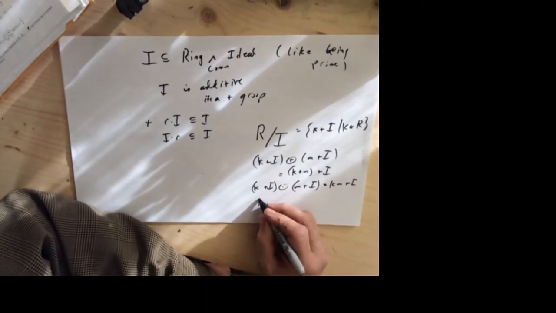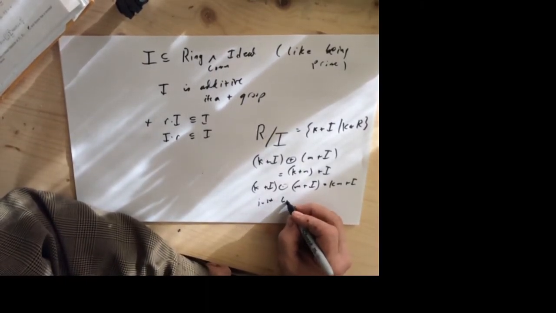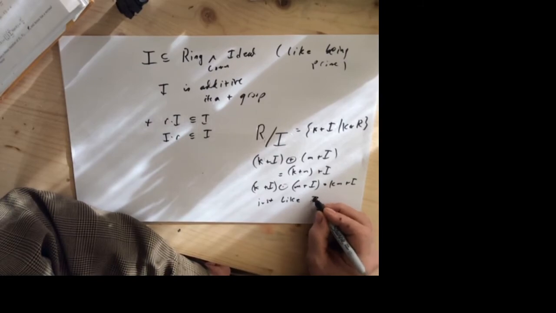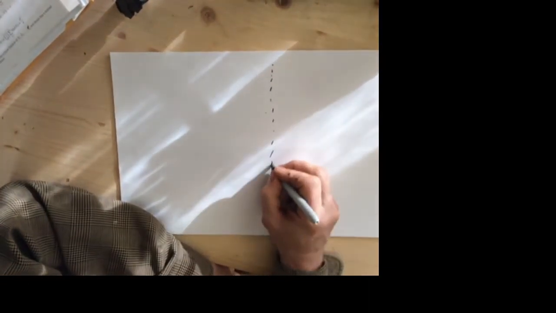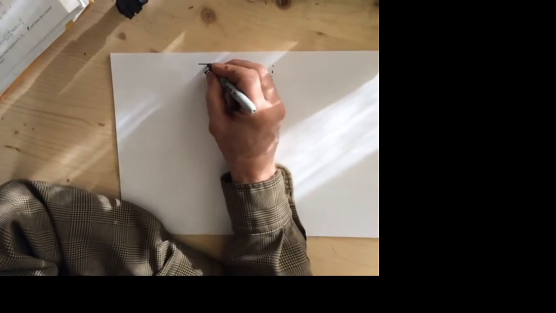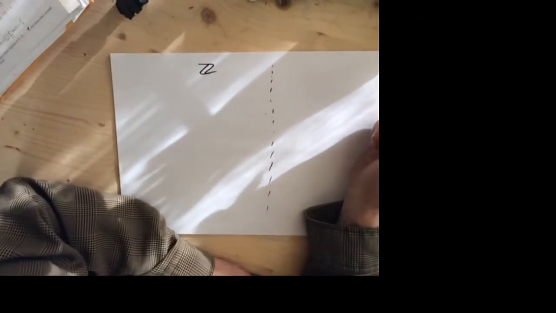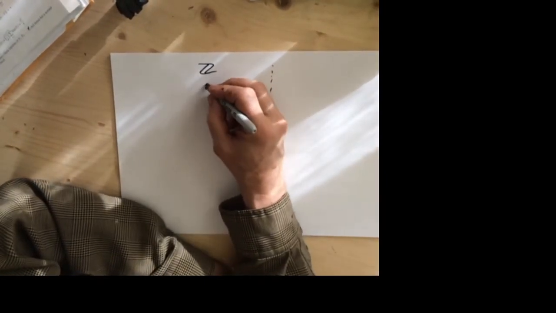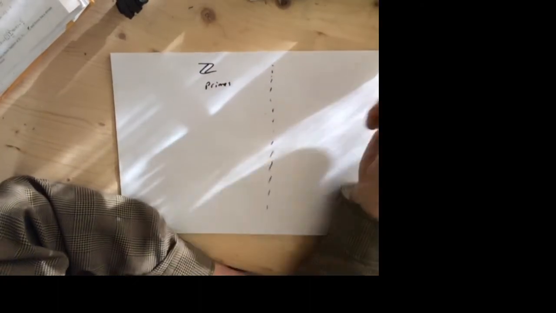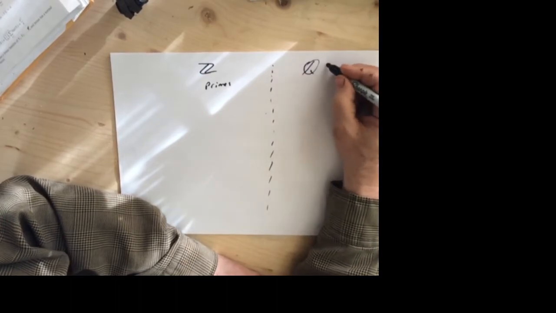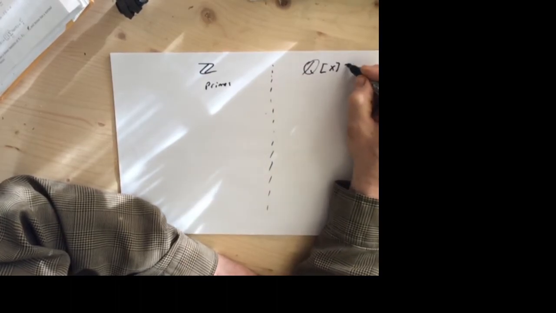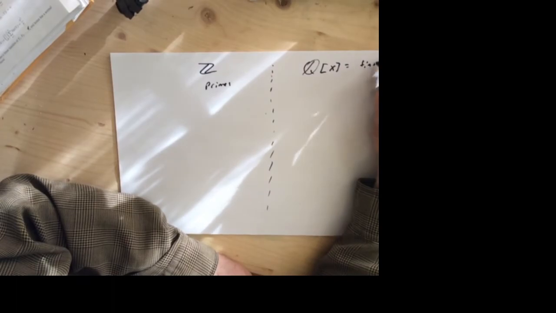This is just like what we did originally with Zn, and we created our modular classes. So we are going to mimic the integers. So the integers are really neat in the fact that we have primes. Well, what we're going to do over here is we're going to start with a field, Q, and we're going to put this to be finite polynomials.